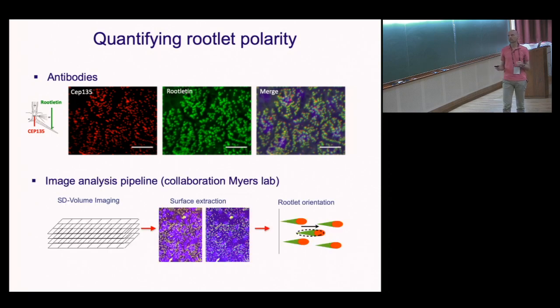And then in addition, we developed an imaging pipeline where we use fast spinning disk Z-stack imaging. We then extract computationally the surface of the animal, so basically the epidermis, and then we build a set of algorithms that allow us to first detect individual rootlets and then also assign polarity vectors for each individual rootlet on the basis of this offset between the red staining and the green staining.